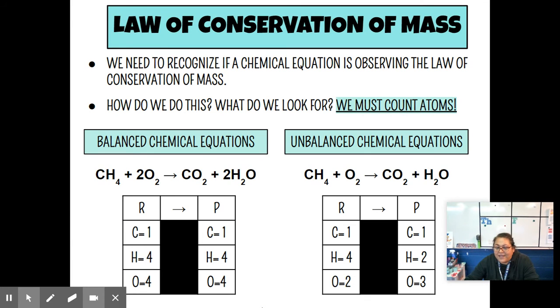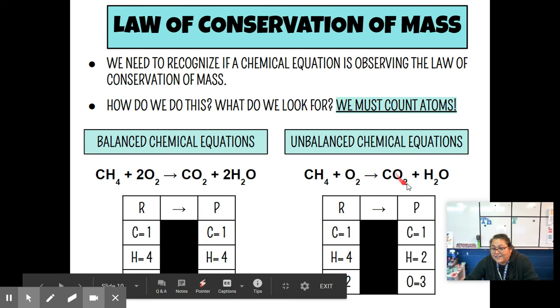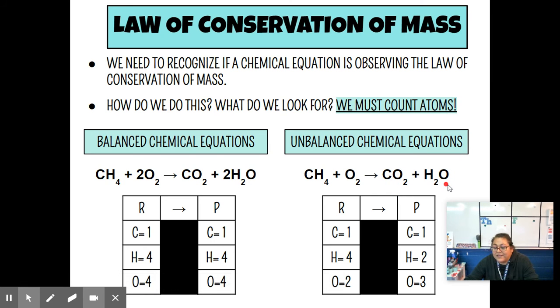My other example is an unbalanced chemical equation. So my methane molecule reacts with my oxygen molecule to yield a carbon dioxide and a water molecule. It looks very similar to the other one, except that now if I look at my reactants, I have 1 carbon, 4 hydrogen, 2 oxygen. And then if I go over to my products, I have 1 carbon, starting out pretty good. I've got 2 hydrogen, and I've got these 2 oxygen plus that one.